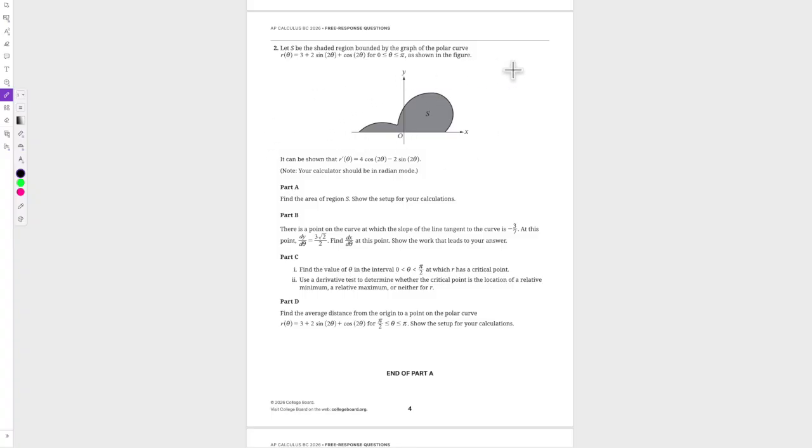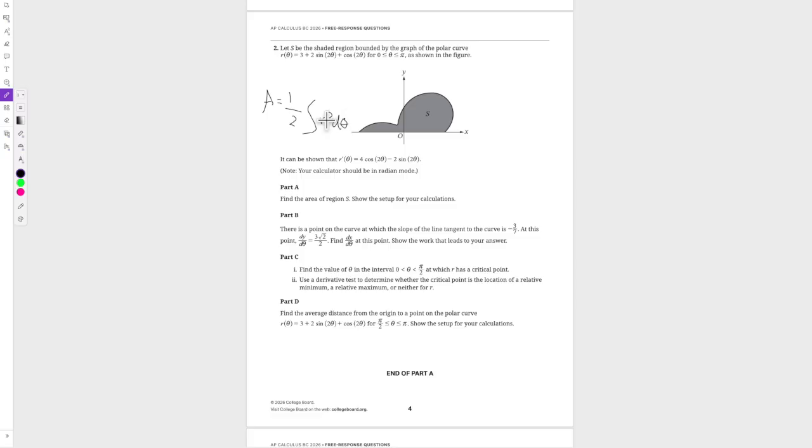So we have a shaded region S here, which is bounded by the graph of some polar curve. And what do we have to do? First, we have to find the area of region S. In order to do this, this is just a formula that I've memorized, and you most likely have memorized it as well. It's the area of a polar graph. So the area is equal to 1 over 2 times the integral of r squared d theta.